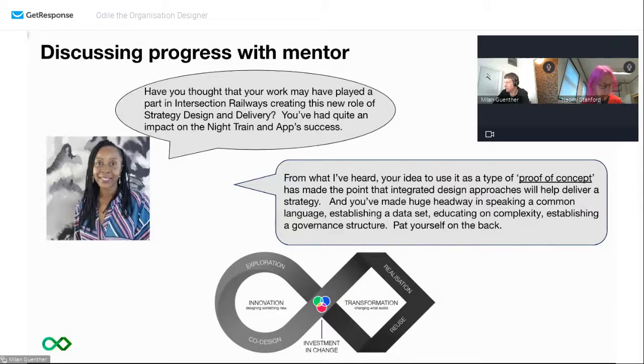And the mentor is suggesting that she pats herself on the back, which again is something that is often not done enough, that you recognize your progress along the route. Because you think this is never getting anywhere, but if you stop and think as a team of designers, what have we achieved so far? That can be immensely helpful and very reassuring. Okay, moving on.